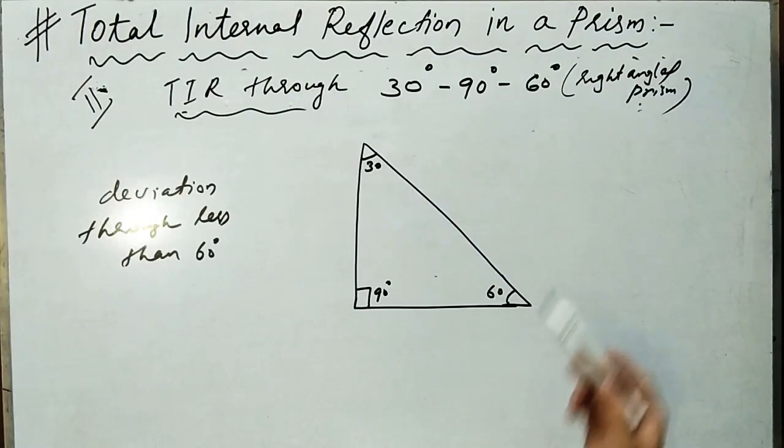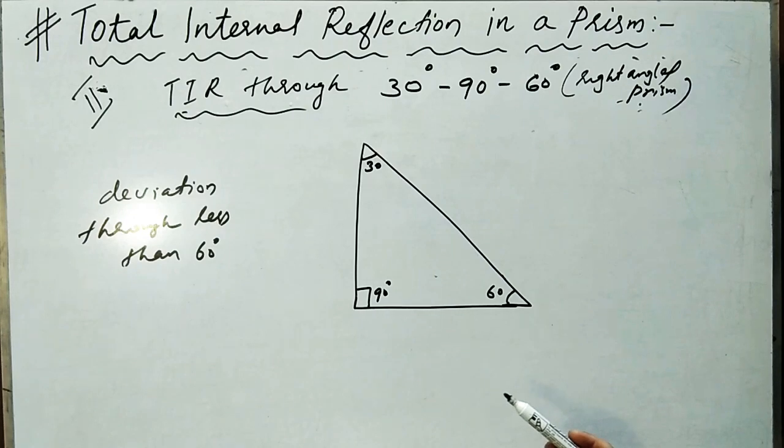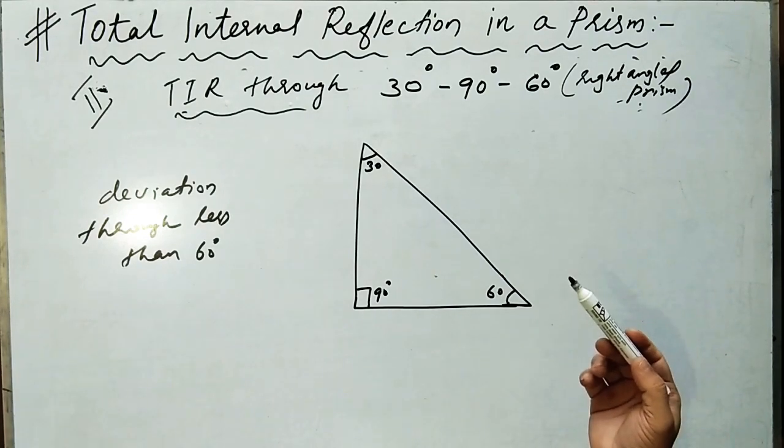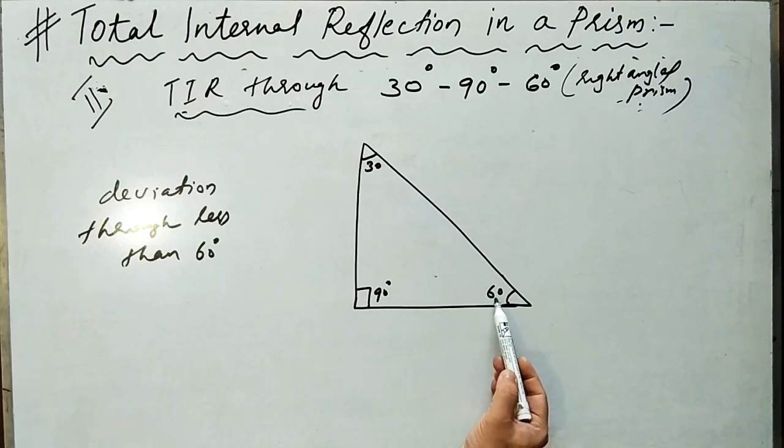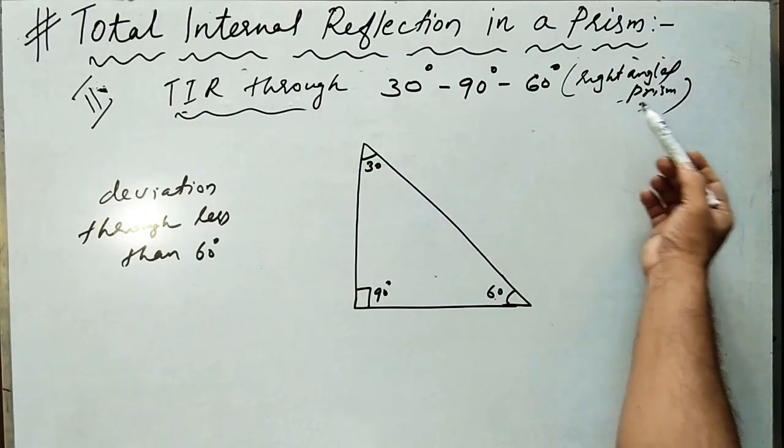Study the action of a right angled prism. What is a right angled prism? A right angled prism is a prism in which one angle is 90 degree, and the other 2 angles are 60 degree and 30 degree each. Such a type of prism we call it as right angled prism.